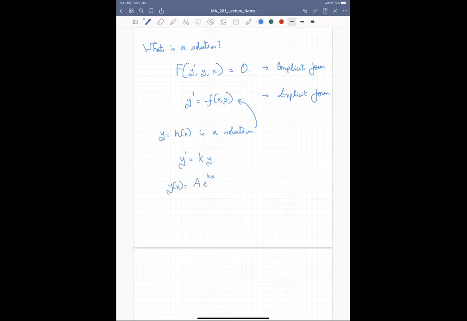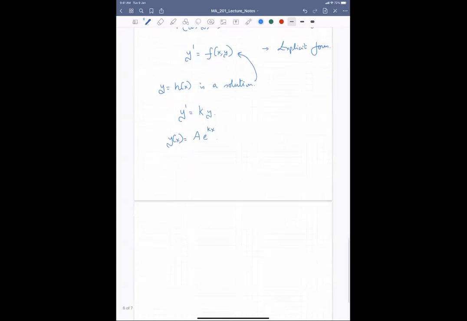How do I know this is a solution? Well, I simply differentiate this function and I figure out what y prime is. Y prime is, if I differentiate y of x, I get ak e to the kx, and then substitute this back in the differential equation. You get the left hand side is ak e to the kx, and the right hand side is k times y, which is a e to the kx, which is an identity. Okay.